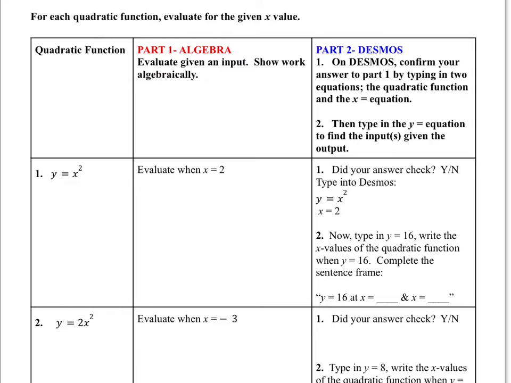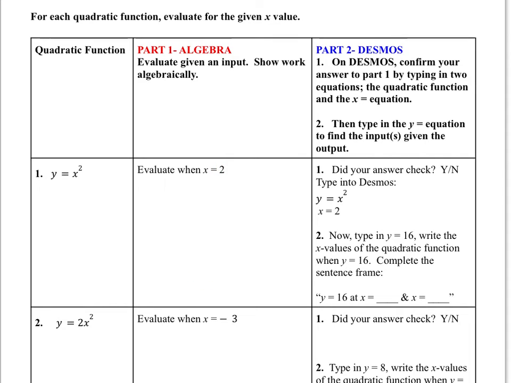Then you're going to go to Desmos, and you're going to do two different things on Desmos. The first thing is you're going to confirm the answer that you got in part 1 by typing in two equations. One is the quadratic function, so you'll type in whatever function this is, and then you're also going to type in the x equals equation. So on Desmos, you'll type in this quadratic, you'll get a parabola, and then you'll type in this. And you should see that these cross at whatever your answer is, and we'll confirm that.